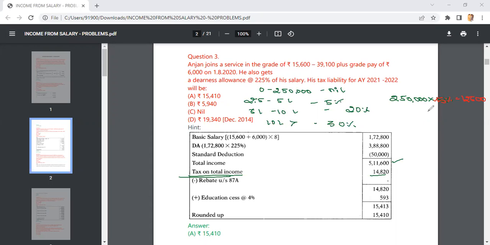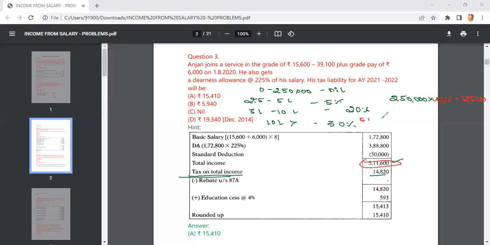I hope I'm correct. You'll get the same, right? 2,50,000 into 5%, do you people get 12,500? Yes, ma'am, we get 12,500. So now, after getting that, what you have to do? The remaining amount.